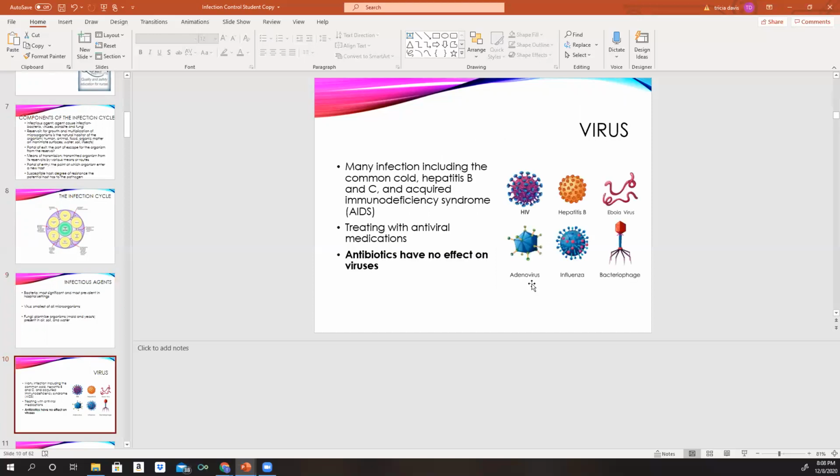So viruses. A virus, like I said previously, is the smallest of all the microorganisms, and it's visible only with an electron microscope. Viruses can cause many infections: the common cold, hepatitis B and C, the flu, and acquired immunodeficiency syndrome, which is known as AIDS. Antibiotics have no effect on viruses. You're going to need to know that. That might be a question on your test. So antibiotics are not helpful or effective when given against a virus. They will not work. But like I said, there are some antiviral medications available that are effective.